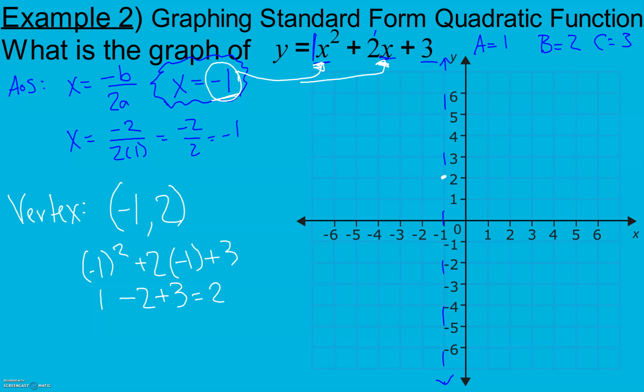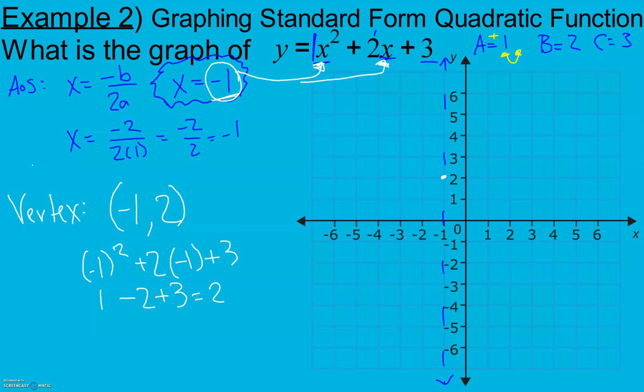I'm going to check here. Is this going to be a happy face or a sad face parabola? Well, my a value is 1, which is a positive number, so it's going to be happy. Okay, that's good to know and just keep in the back of our noggins to make sure that we check and go from there.